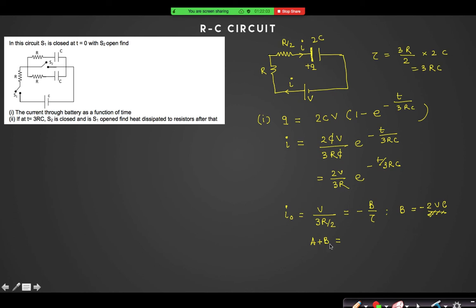Okay, so what is A plus B? A plus B was 0 initially. Initial charge on the capacitor is 0, yes or no? Yes, sir. So I can say that A plus B is equal to 0. So A is equal to 2C into V. So I have just used this equation, A plus B e power minus t by tau.